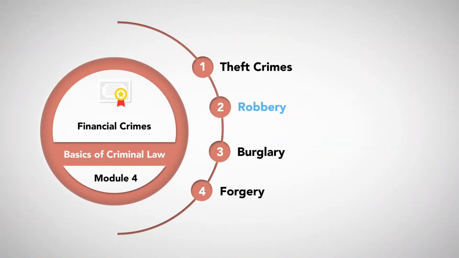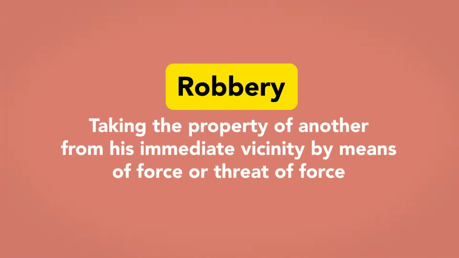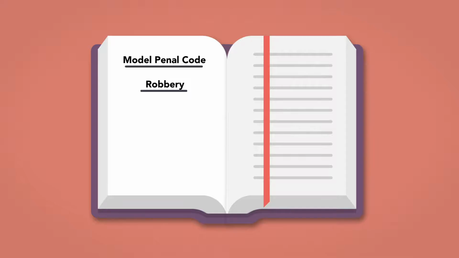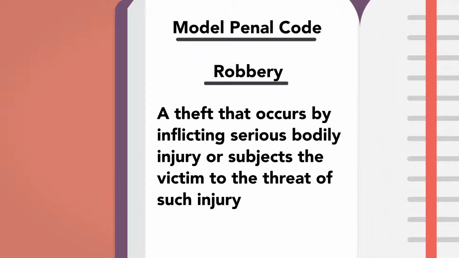Robbery. Robbery is the crime of taking the property of another from his immediate vicinity by means of force or threat of force. In this way, it's a combination of theft and assault. The Model Penal Code defines robbery as a theft that occurs by inflicting serious bodily injury or subjects the victim to a threat of such injury.